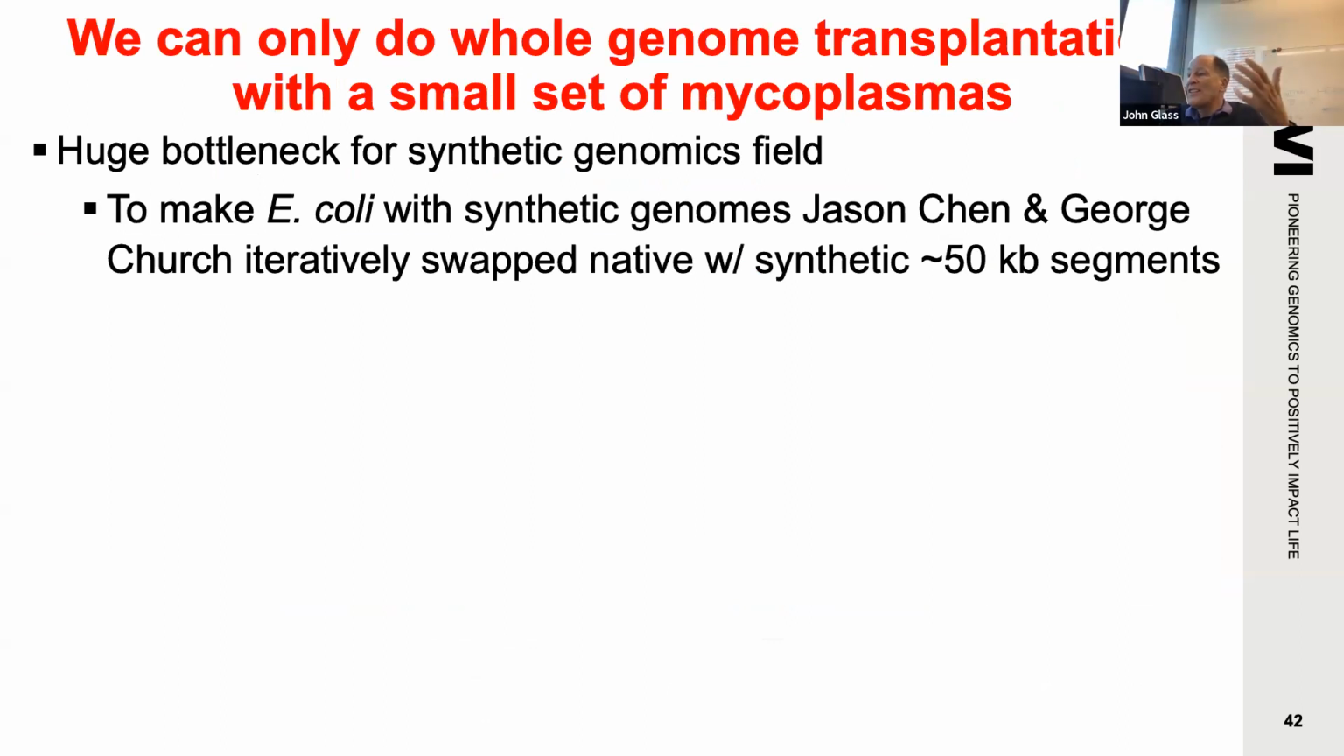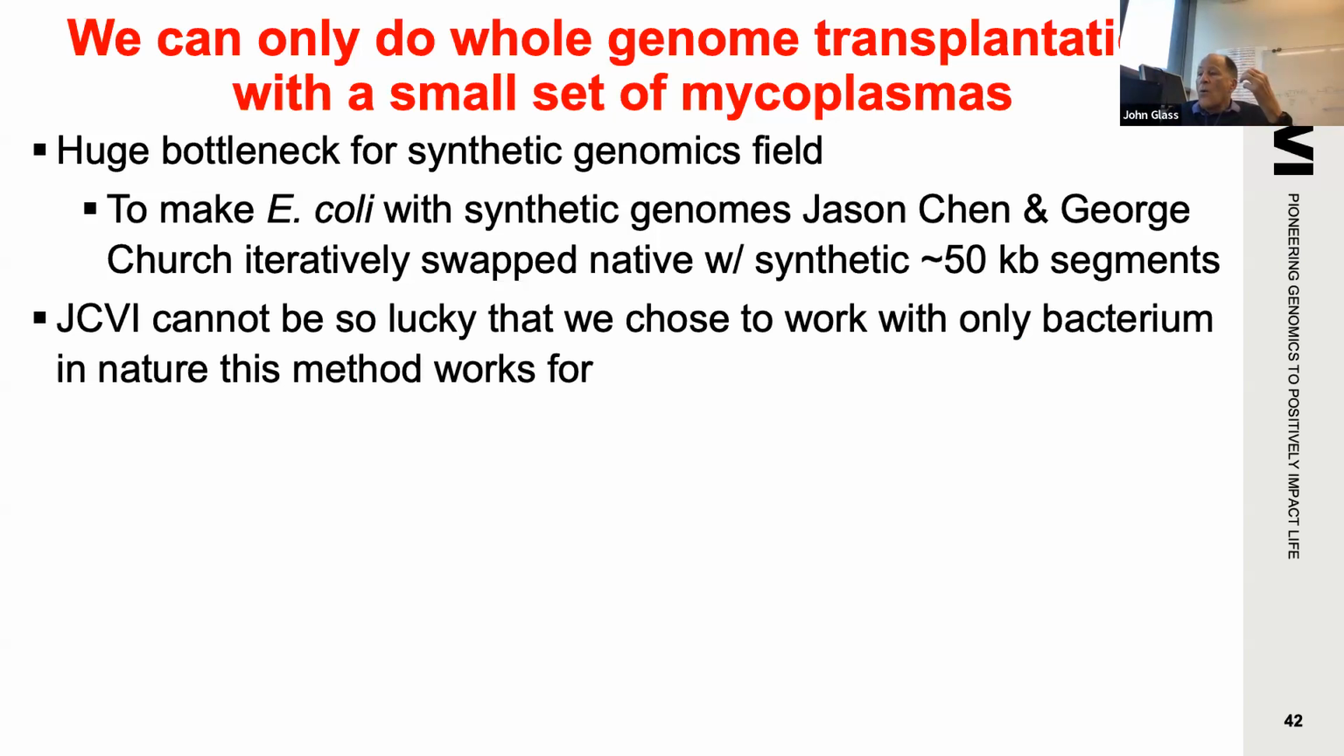Take E. coli with synthetic genomes. Jason Chen at Oxford and George Church at Harvard have built cells with synthetic genomes. But in order to do this, they have to swap the synthetic piece with its corresponding natural piece 50,000 base pairs at a time. And this is a process that can take months to years. So we can't be so lucky as that we chose the only bacterium in nature this works with, because genome transplantation for E. coli would work in a day.